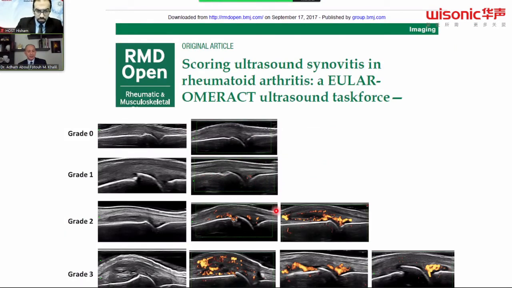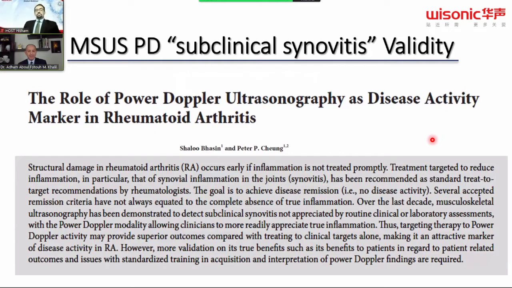Here's an example where you have, for example, grade 2 by grayscale. This is considered grade 2. This is considered grade 2. What if you combined this grade of the power Doppler with this grade of grayscale? It would be upgraded to grade 2. So it would take the higher score, as the combined score is beneficial in this area.